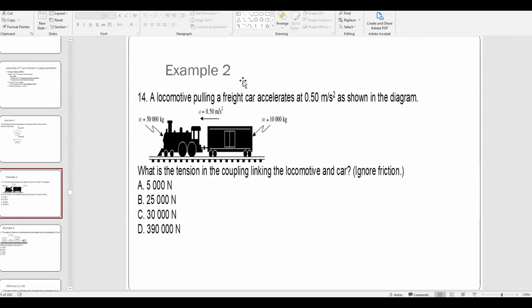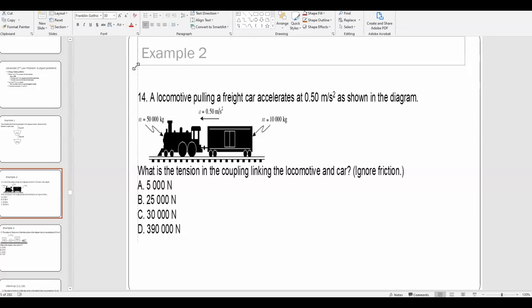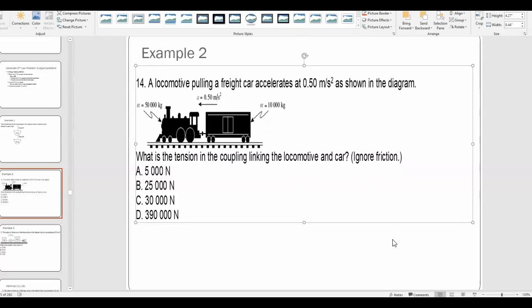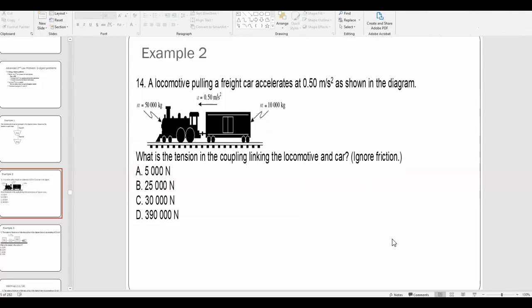Okay, so example 2. It says a locomotive pulling a freight car accelerates at 0.5 meters per second squared as shown in the diagram. I think this question is actually an AP physics question, but it's still good for our purposes. Before I even look at the question, let me just follow my second law process.